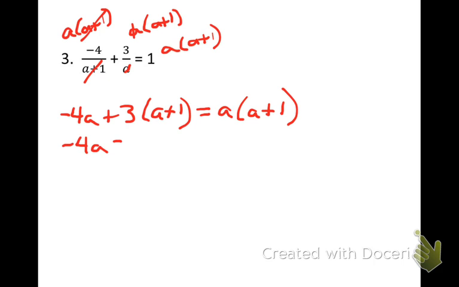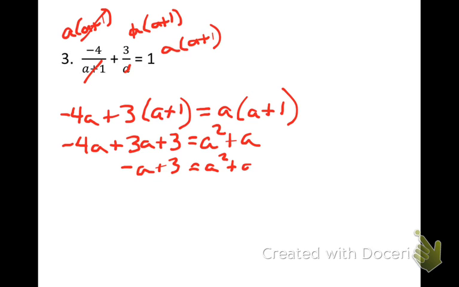So, distributing, I'm going to get, whoops, shouldn't be an equal sign there, plus sign, 3a plus 3 equals a squared plus a. You can go ahead and simplify this side if you want. It's going to be negative a plus 3 equals a squared plus a. So now notice I do have a quadratic equation. I want to get everything with my a squared terms and bring them to the right because I like to keep my a squared positive. So I'm going to add a and subtract 3.